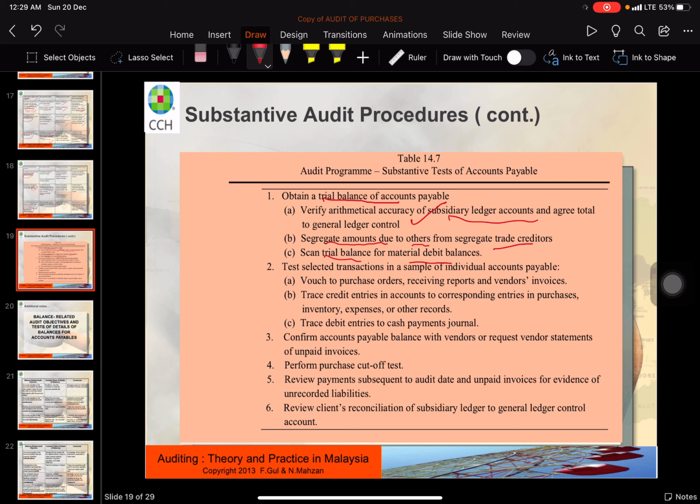Right, number 2, select transactions in the individual accounts payable. So we vouch back to the purchase orders, receiving reports and invoices. So we look at all these kinds of documents. The rest I think you can read on your own.